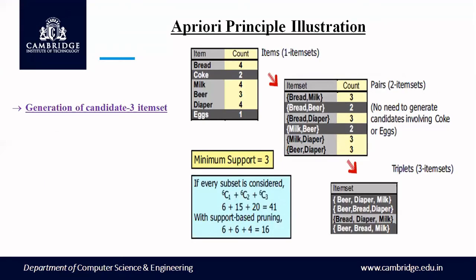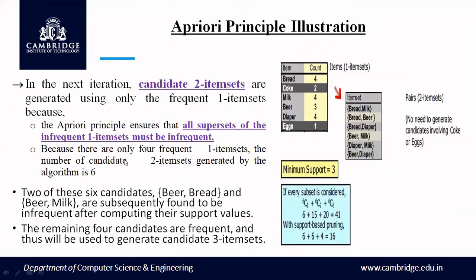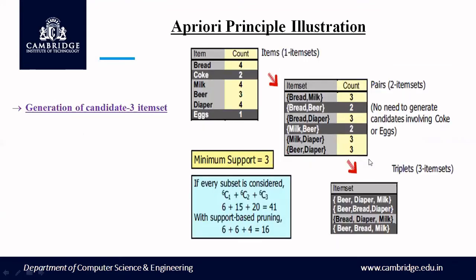It's quite obvious. So generation of candidate 3 item set, as said in the previous one, few are going to get removed, few are getting pruned. So the left outs are going to be only bread, milk, bread, diaper, milk, diaper, and beer, diaper. The remaining 2 candidate 2 item sets are very minimal than the minimum support threshold. So considering these values as bread, milk, bread, diaper, milk, diaper, and beer, diaper only as a frequent item set, we go to the next level.